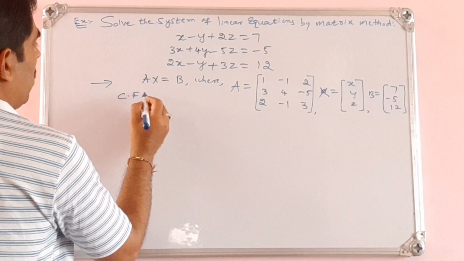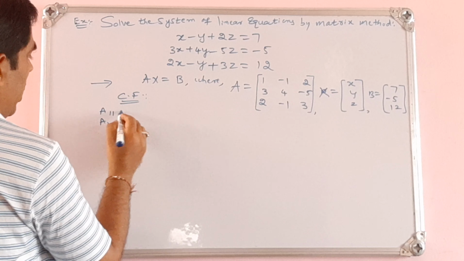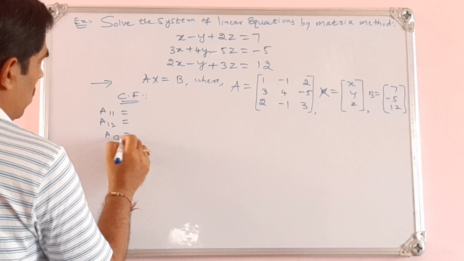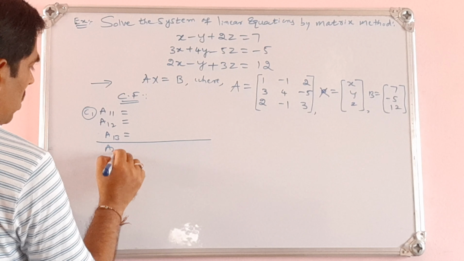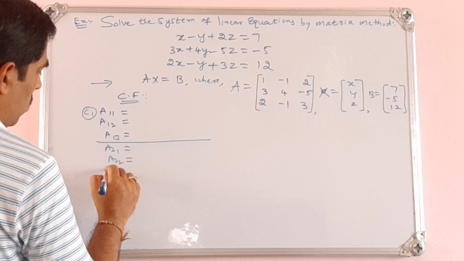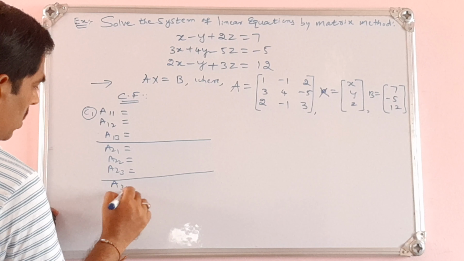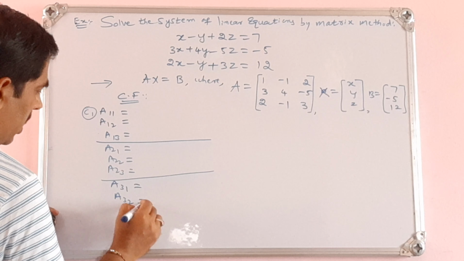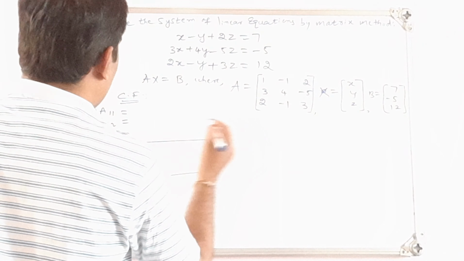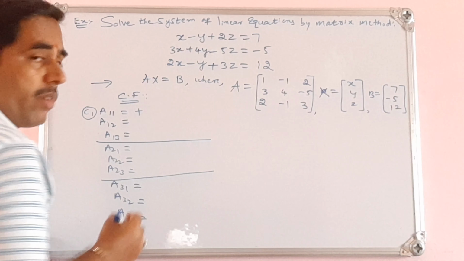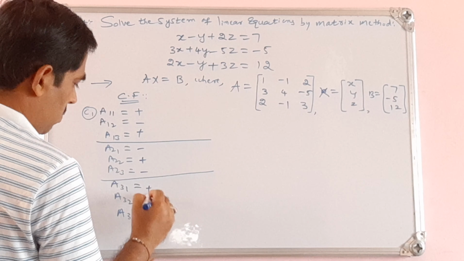So let us find the cofactors. That is A11, A12, A13. As I told you, this will be the first column here. A21, A22, A23, this will be the second column. A31, A32, then A33, this will be the last column. As usual, we write the signs: plus minus plus, minus plus minus, plus minus plus.